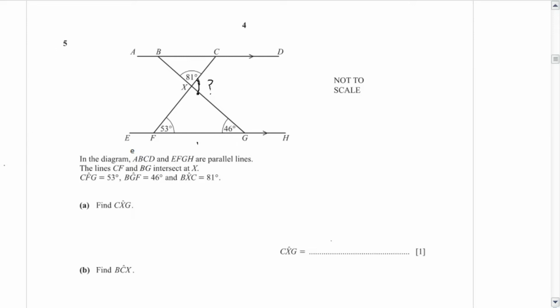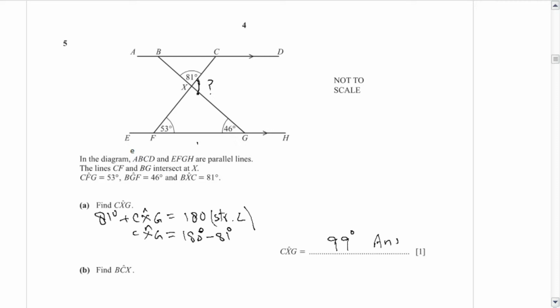81 degrees plus CXG is equal to 180 degrees, and the argument is that it is a straight angle. So CXG is equal to 180 degrees minus 81 degrees, and you will get 99 degrees. That is the answer for part 1.